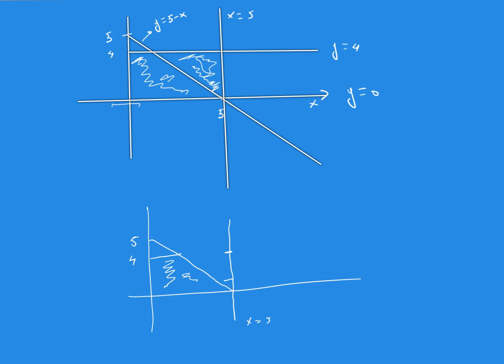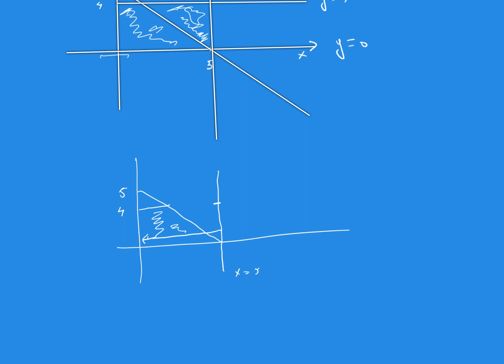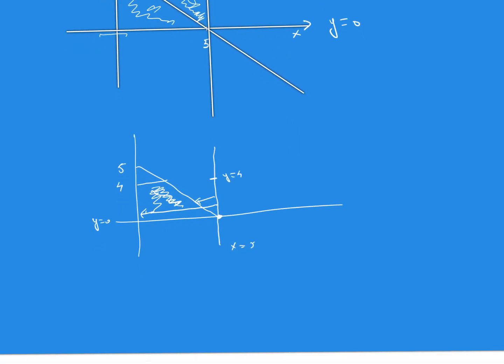So the exterior radius is this one, and the exterior radius is 5. And the interior radius is this one. So I will find the volume for the exterior radius, and I subtract the volume of the interior radius, and I will integrate between y equals 0 and y equals 4, and I will find this volume. Let's do it.